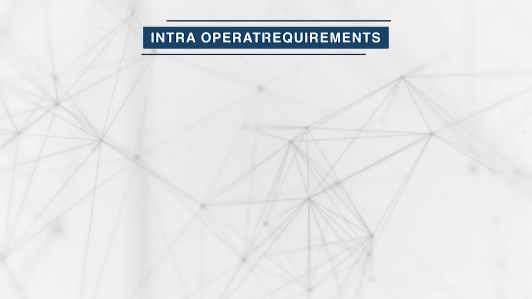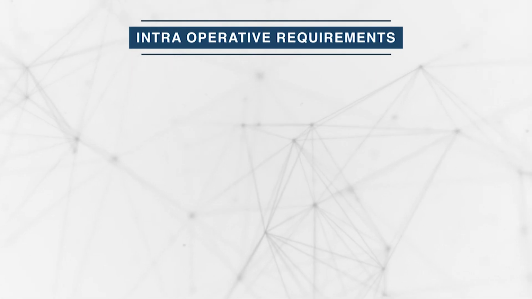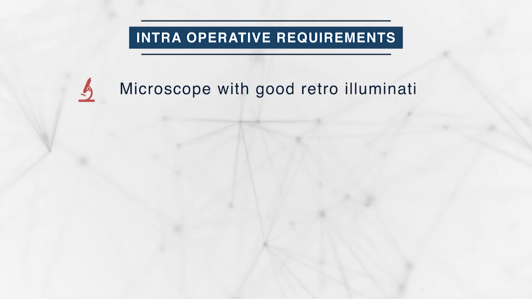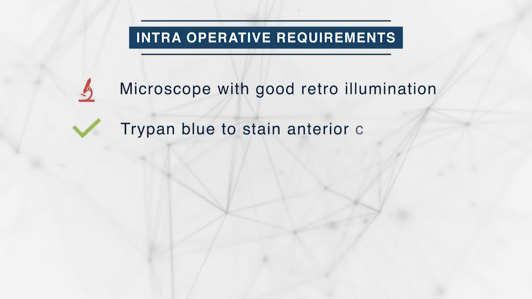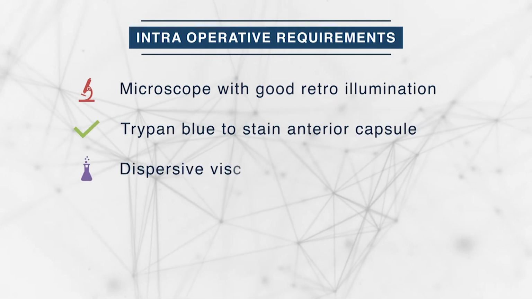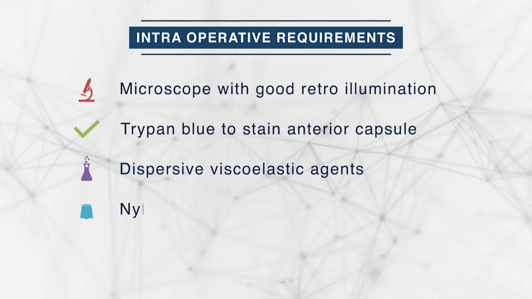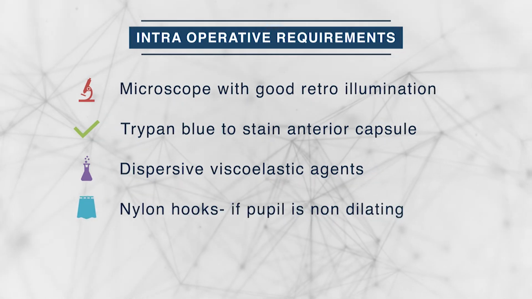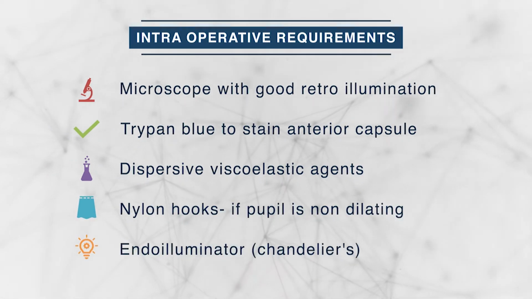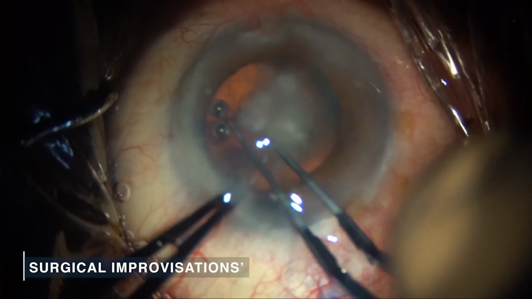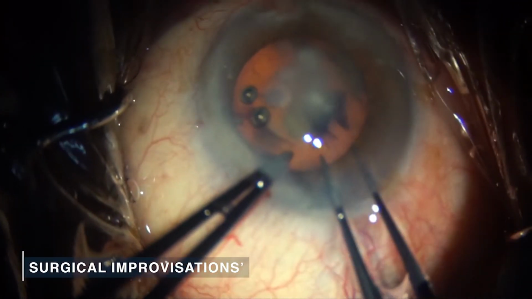The various intraoperative maneuvers for best possible outcomes: a microscope with good retroillumination, trypan blue to stain the anterior capsule, dispersive viscoelastic agents, nylon hooks if the pupil is non-dilating, and endoilluminator chandeliers.